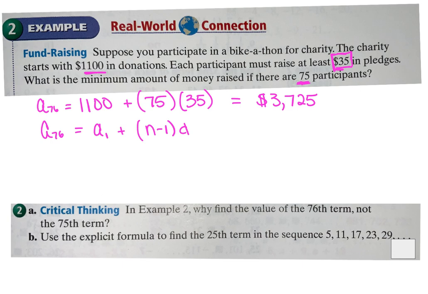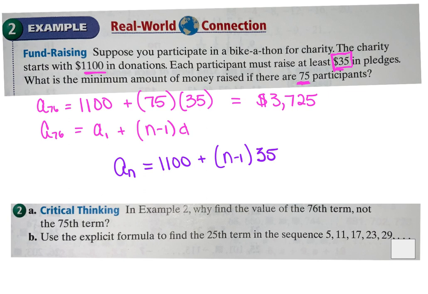But now we're going to start looking at patterns. So we still have to write out that explicit formula here. If I ask you for your explicit formula, it would actually look like this. You would say to find any a sub n, you start with 1,100 plus n minus 1 times 35. And specifically, when you do an explicit formula, you typically simplify it.